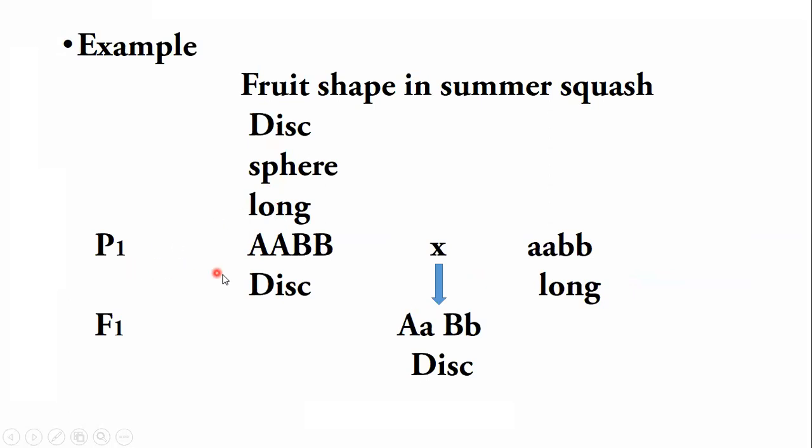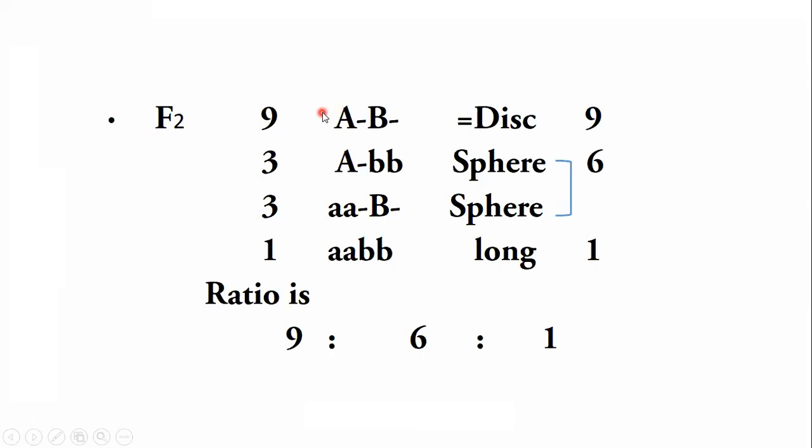So here are the parents. The disc parent is crossed with the long parent. Both are true breeding. The F1 generation is disc. The F2 generation is again with 4 cases and the ratio should be 9:3:3:1 according to Mendelism. So we have a first case with A dominant dash, B dominant dash and its phenotype is disc. Second, A dominant dash and B is present in recessive condition.